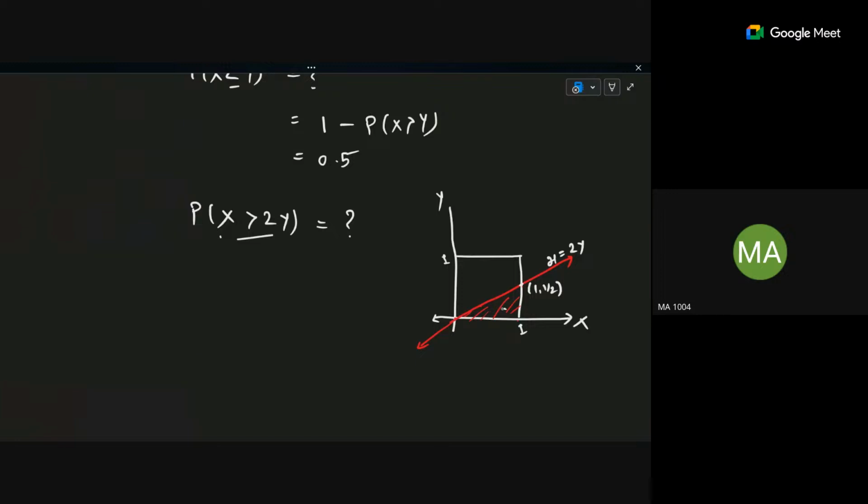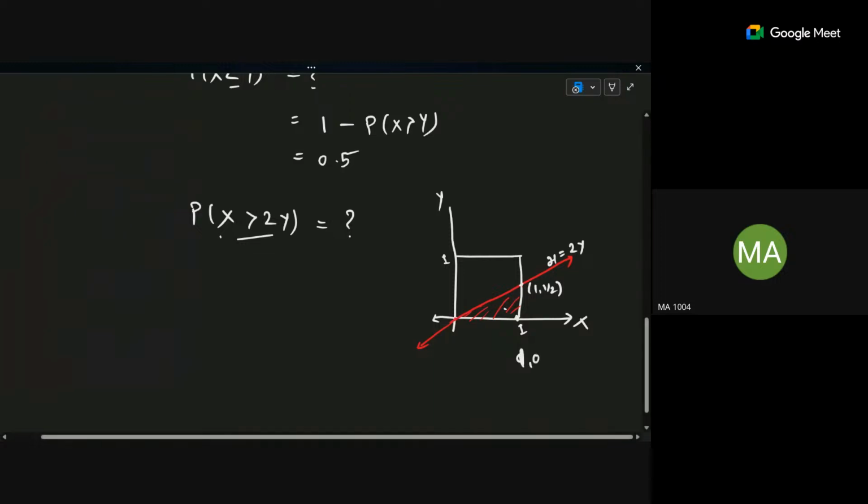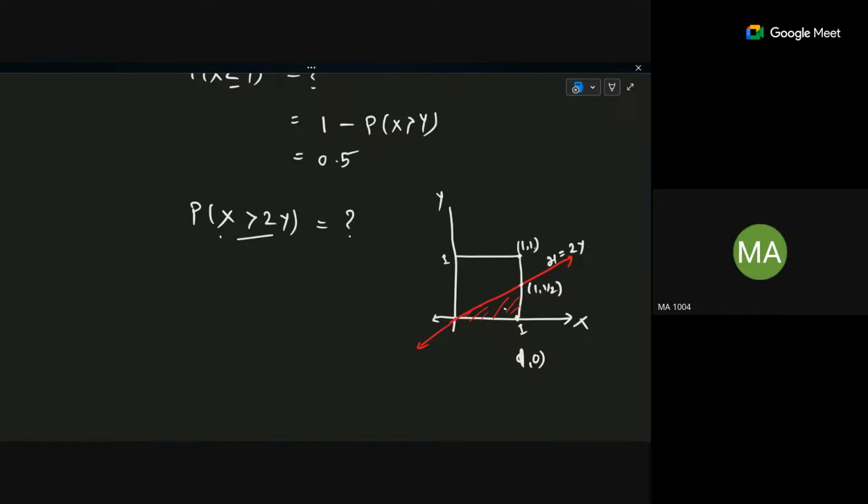You just check any point. Let's say this one. Here your coordinates are what? 1 comma 0, right? What about at this point? 1 comma 1. So your x is 1, y is 1. Just check whether your x is greater than twice y. When you put twice y, it becomes 2, right? So your x is equal to 1, y is equal to 2. So this part is not the required one.